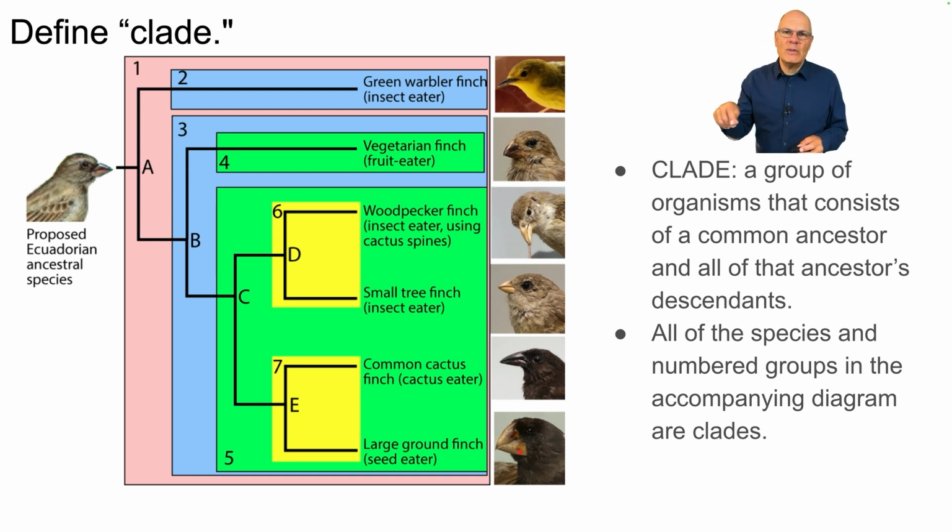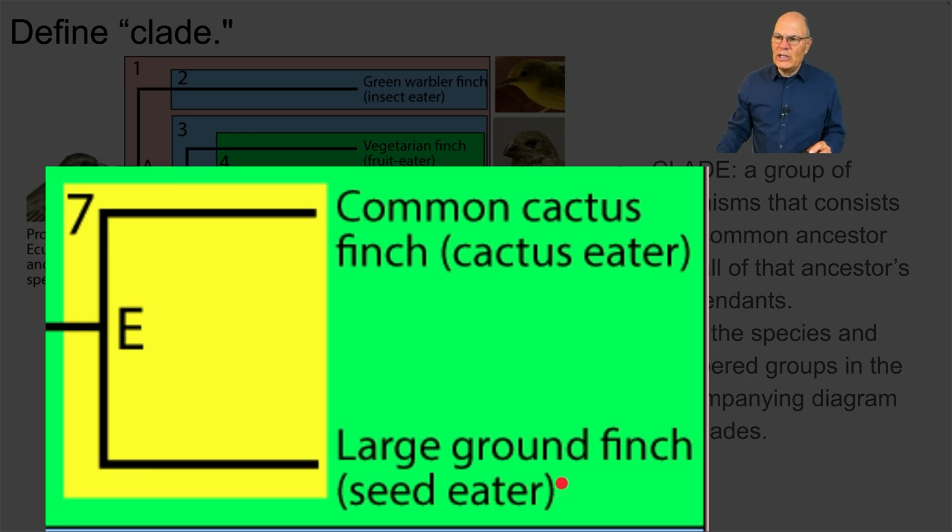All members of a species have a common ancestor. All humans have a common ancestor. All human beings are a clade. The large ground finch and the common cactus finch have a common ancestor. That's this over here at E. So those two species together constitute a clade.